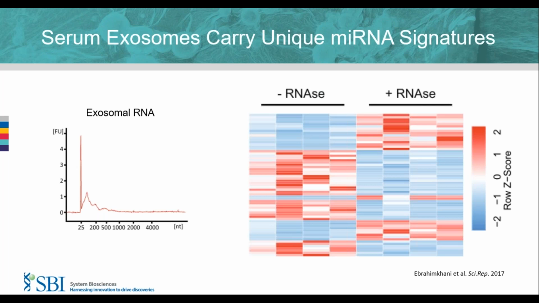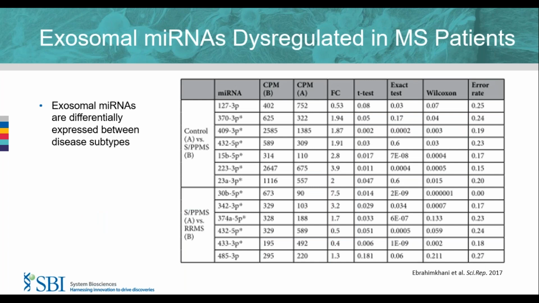They went on to extract RNA. As you can see here on the left-hand side, the bioanalyzer showed a typical peak of between 25 and 200 nucleotide size, and no ribosomal 28S or 18S peaks. They performed the arrays both with and without the RNase treatment, and with these they were able to identify a set of exosomal microRNAs that are differentially expressed between both disease subtypes.